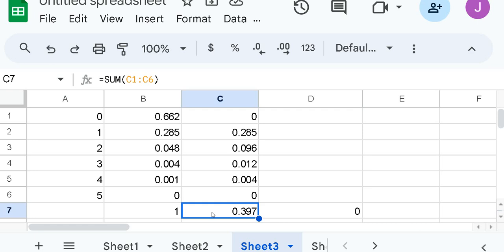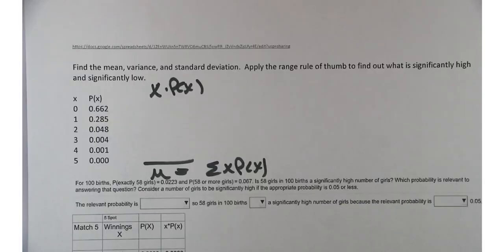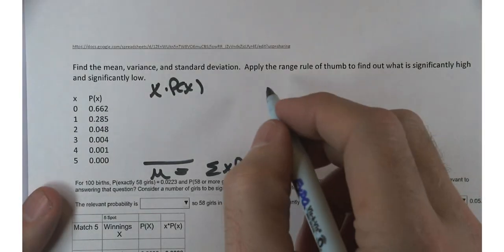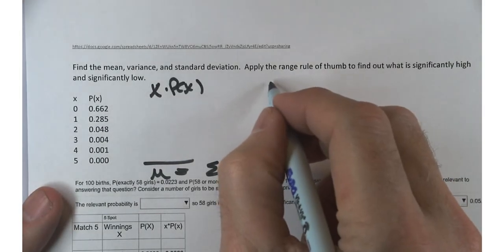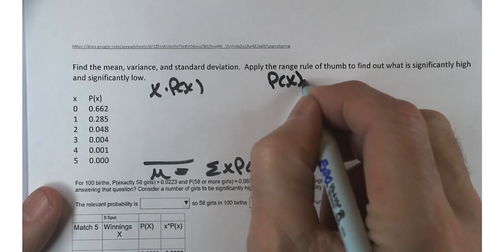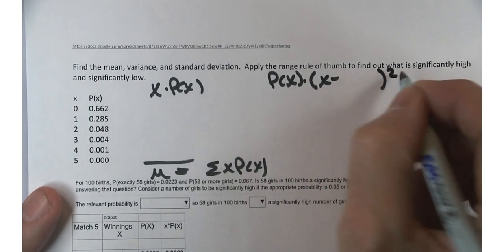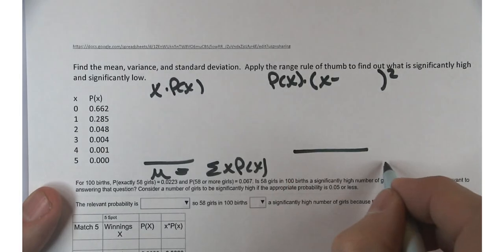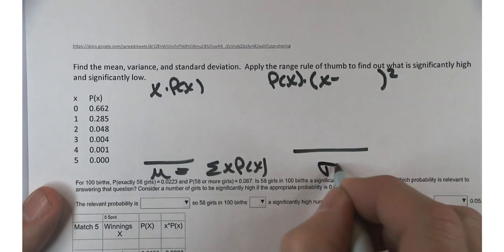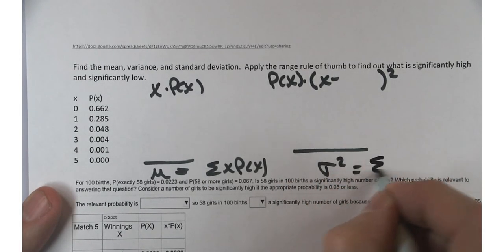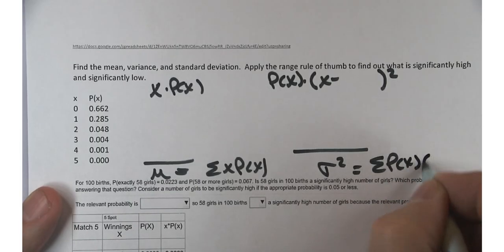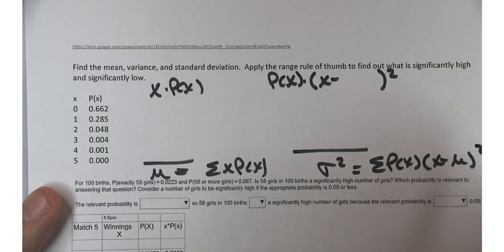Now, I haven't really decided here about the second part of this, but there's another part that we need to do in order to get the variance. For the variance, I'm going to need this column. It's going to be P of x times x minus mu squared. And the sum of that is going to be the variance. So sigma squared is going to be equal to the sum of P of x times x minus mu squared.